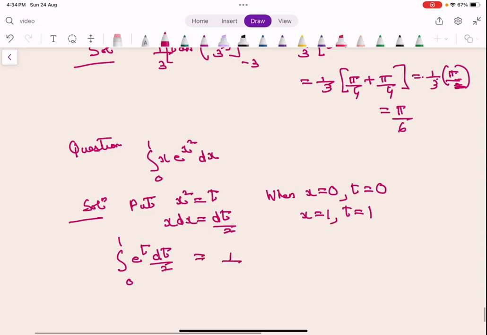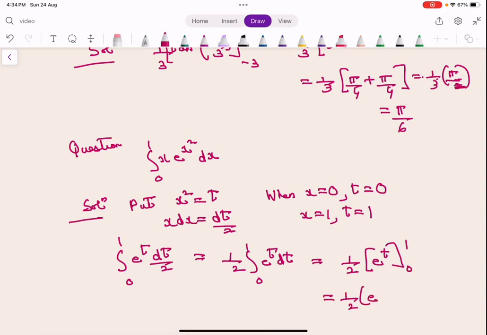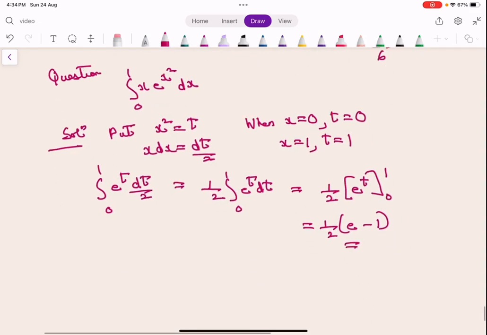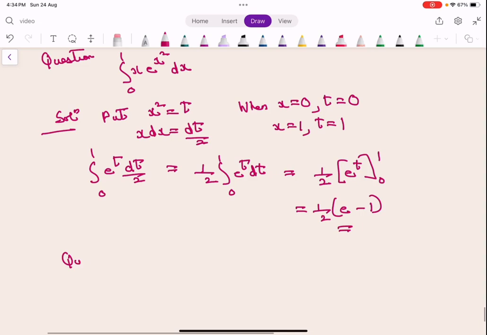And that will be 1 by 2 integral 0 to 1 e raised to t dt. What is integral e raised to t? e raised to t. So this is e raised to t within the limit 0 to 1, which is half of e raised to 1 minus e raised to 0, which is 1. So this is your answer. Let's do one more question and then we'll conclude for today.